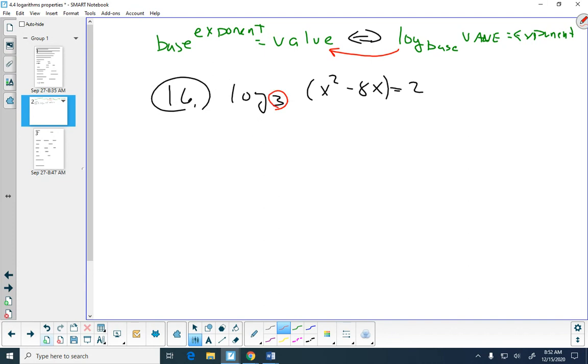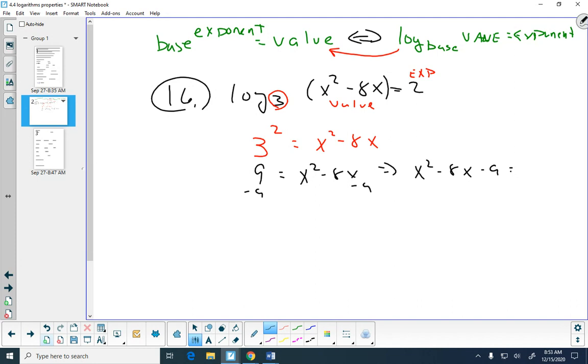So our base is a value of 3. Our exponent is a value of 2. And this is equal to our value, which is x squared minus 8x. So now what we've created is a quadratic equation where 3 squared is a value of 9, equal to x squared minus 8x. Subtracting this 9 over, we're left with x squared minus 8x minus 9 is equal to 0. And then we can look to factor. This would factor to x minus 9, x plus 1, is equal to 0. So x would equal 9 and negative 1 as our solutions.